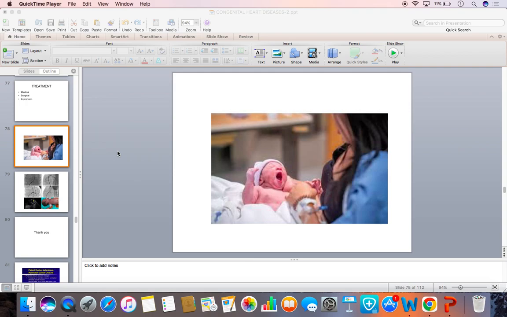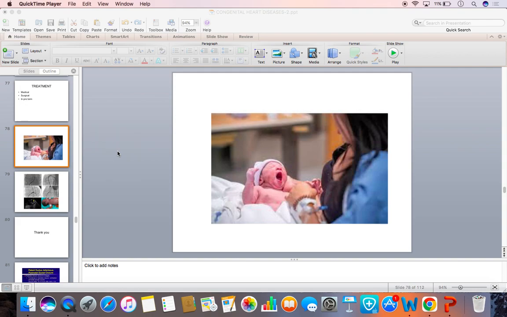My dear students, look at this picture. This is the picture of the preterm newborn getting injection indomethacin for patent ductus arteriosus complicating congestive heart failure.